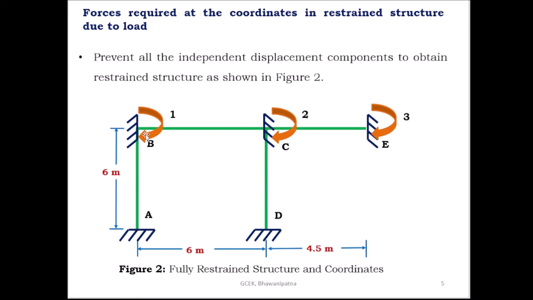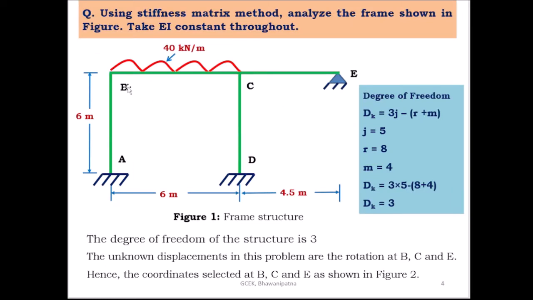So first find out what are the fixed end moments due to the external loading. On the span BC, there is a 40 kilonewton per meter uniformly distributed load throughout the span. So due to this load, first find out what is the moment at this end and what is the moment at this end. So find out MFBC and MFCB.